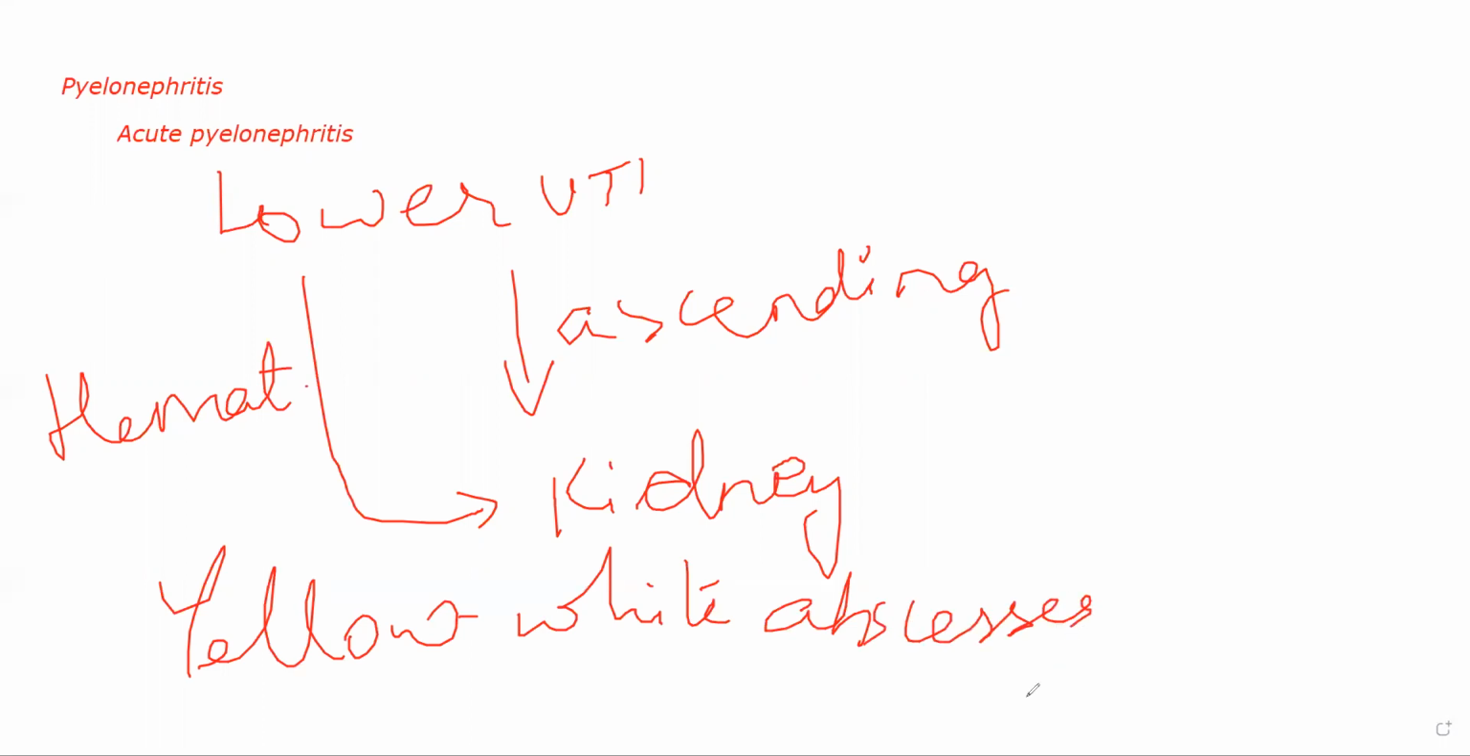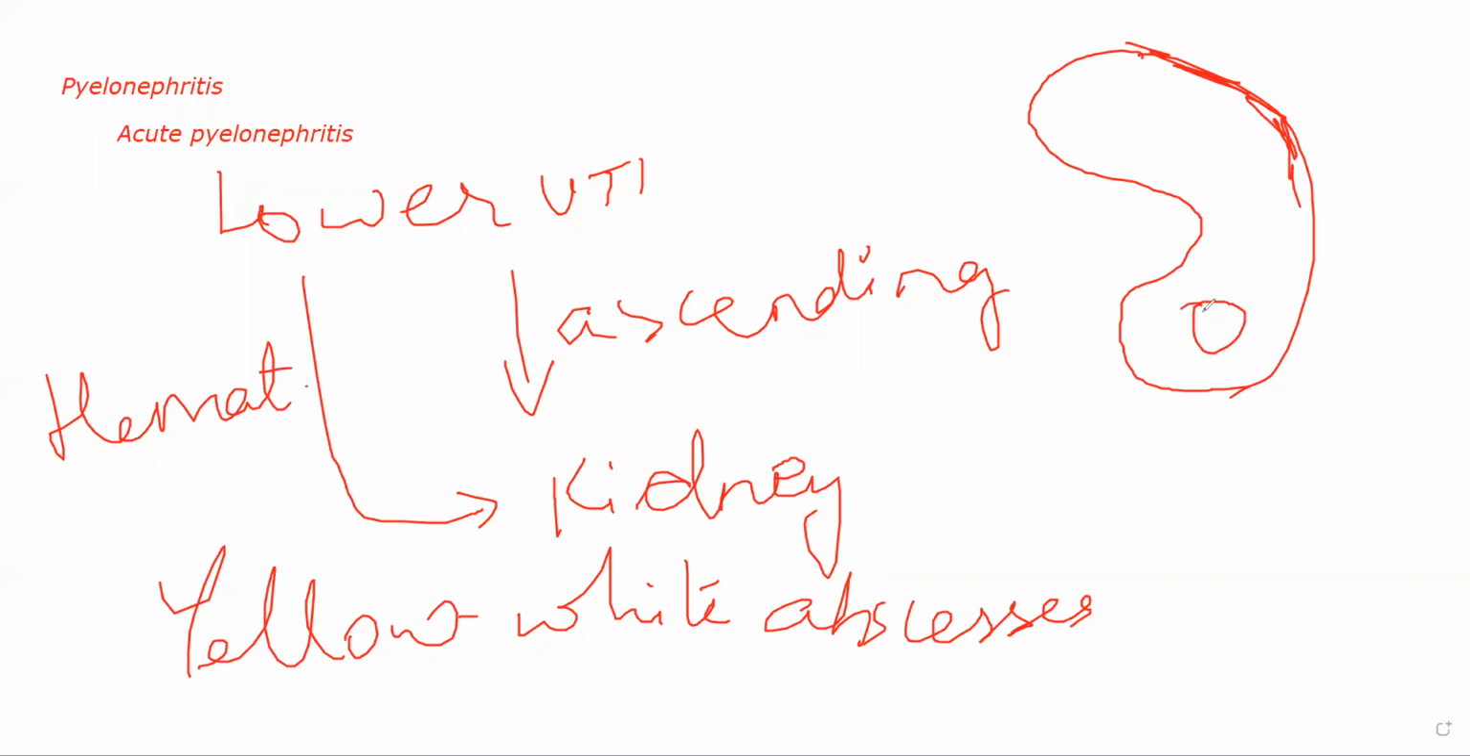You will see yellowish white color abscesses, and on the rim you will see hemorrhage. So you will see a hemorrhagic rim of that kidney. On the outer edge of the kidney, you will be able to see hemorrhage. If you cut open the kidney, you'll be able to see hemorrhage around here. Wherever an abscess is forming, for example there is an abscess here, this abscess will have a hemorrhagic rim. Its border will be hemorrhagic, and in between you will see that yellowish white color material.